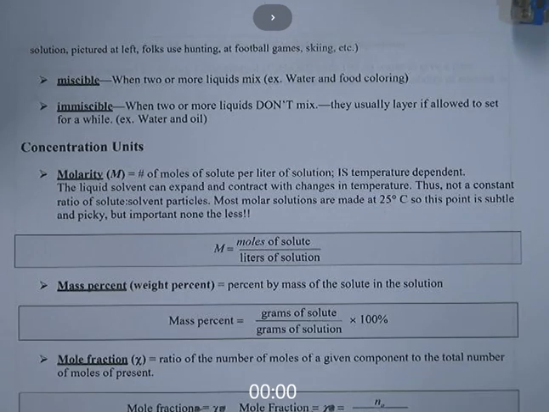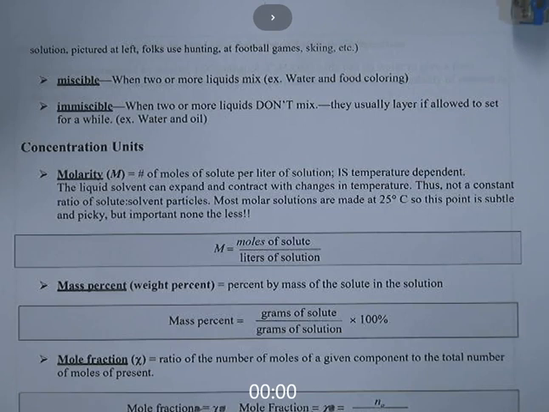Okay, so here are a couple more definitions, miscible and immiscible. Miscible is when two or more liquids will mix. Okay, so salt and water, food coloring in water, those will mix evenly and uniformly and form a homogeneous solution. Immiscible is when two substances or liquids don't mix. For example, oil and water don't mix. One layers on top of the other. And we'll do a little project with that later this week.